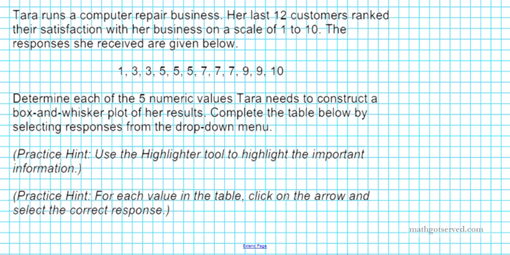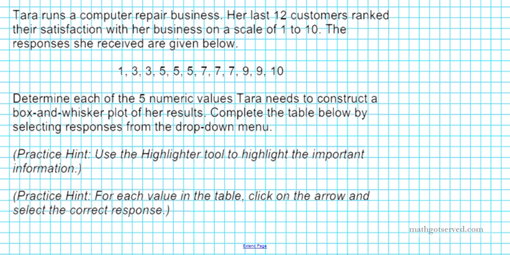All right, let's take a look at question number 2. For question 2, it reads, Tara runs a computer repair business. The last 12 customers rank their satisfaction with her business on a scale of 1 to 10. The responses she received are given below: 1, 3, 3, 5, 5, 5, 7, 7, 7, 9, 9, and 10. Question: determine each of the 5 numeric values Tara needs to construct a box and whisker plot of her results.